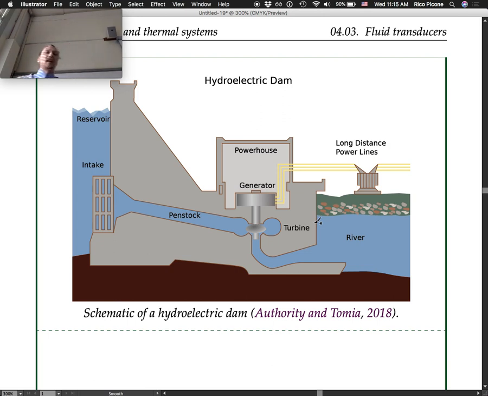Let's just step back for a second. This is a great example of the type of system where a complex, detailed fluid dynamics model is not what you want. If we're interested in how much power is going to be generated, or what the flow rate's going to be coming out of this output here for a certain height in the reservoir, a complicated fluid dynamics model isn't going to get you there.